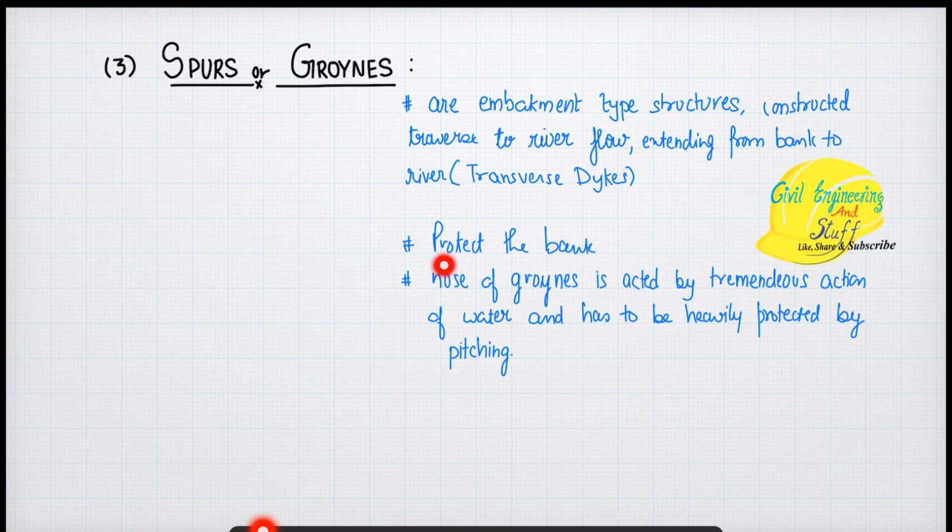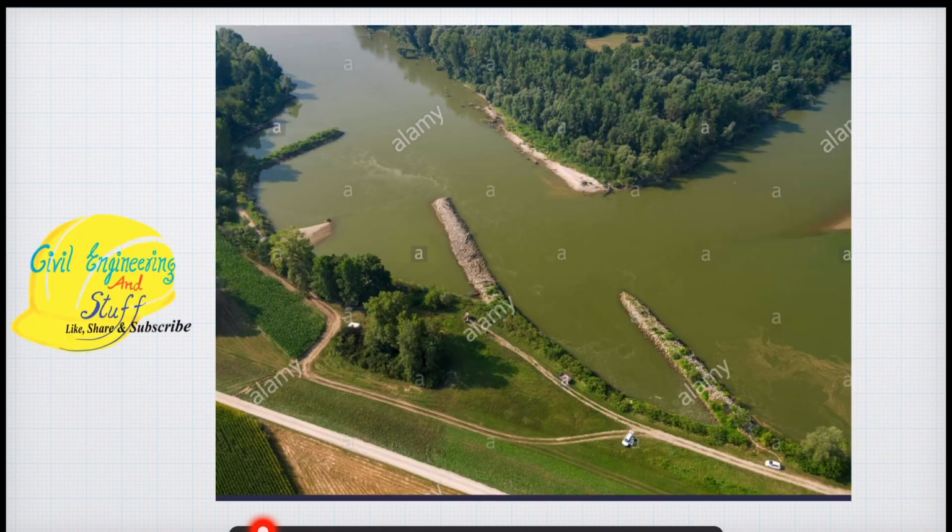And the purpose is to protect the bank, and the nose of the groynes is the part that takes most of the impact. Okay, so this is an example of groynes. So what happens is that as the water moves, right?